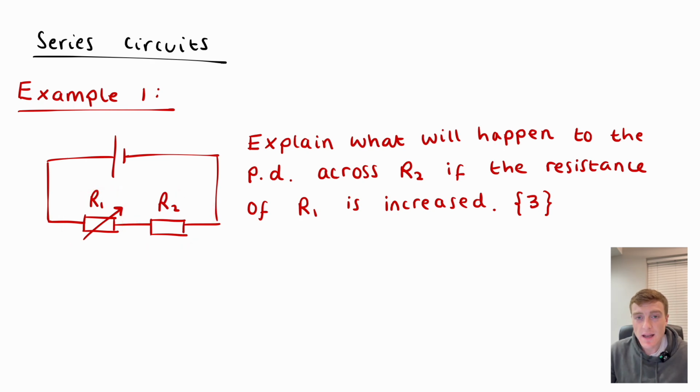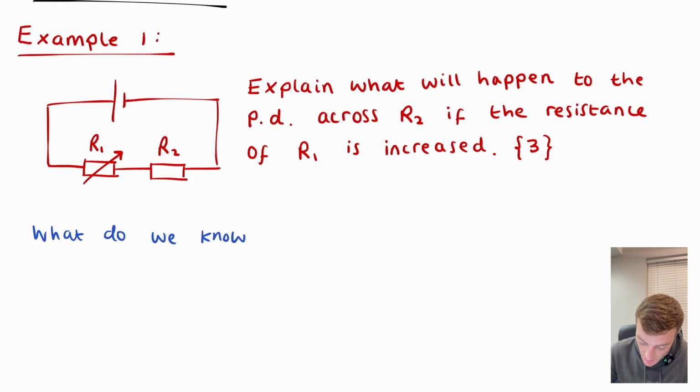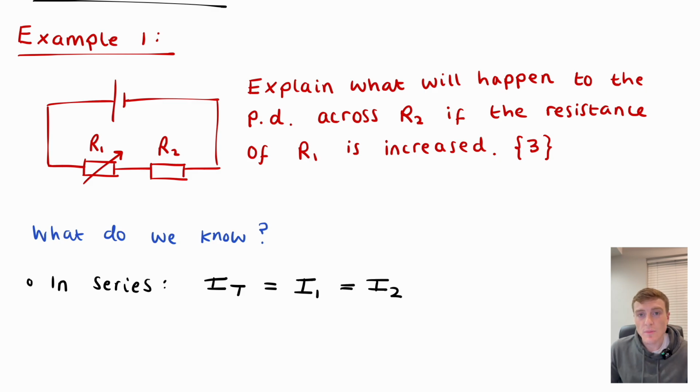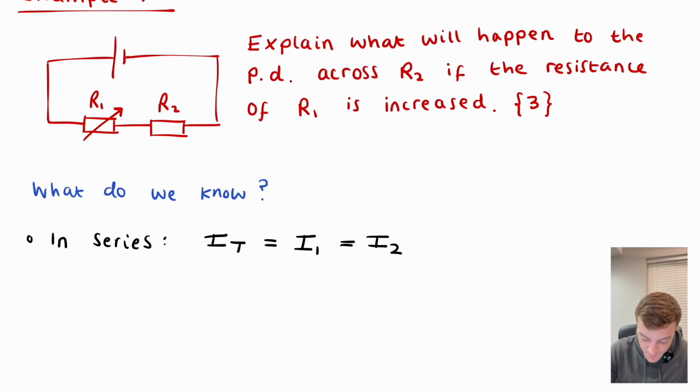Now for any A-level electricity question, the first thing you need to do is write out what do we know. Okay, so what I mean by this is, well, we've got a series circuit, so I'm going to write out my series circuit rule. So in series, I know the total current is equal to the current in resistor 1 and is equal to the current in resistor 2. That's the equation from an earlier video.